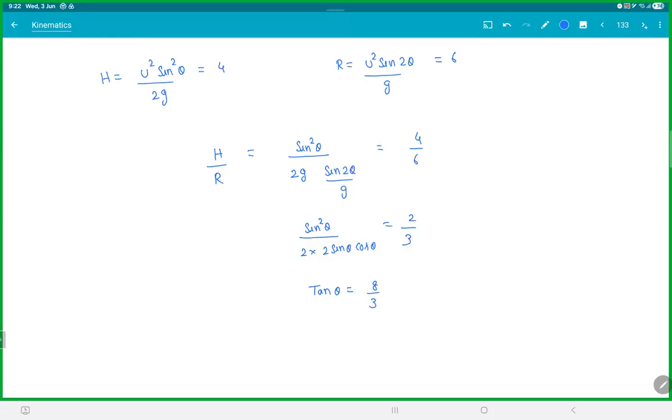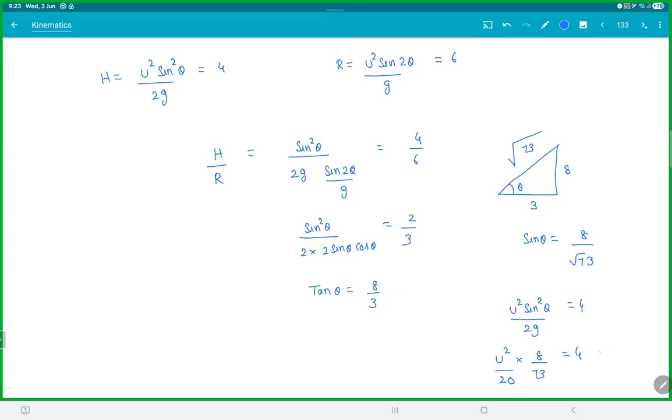And I told you multiple times, if you know tan theta, how to get sine theta? Just draw a small triangle. Tan theta is opposite side by adjacent side, 8 by 3. So what is the hypotenuse? 64 plus 9, root 73. So from here you can get sine theta, which is 8 by root 73. Right? Then you can put it in the H max formula, u square sine square theta by 2g is equal to 4. Substitute here. U square times 64 by 73 by 20 is equal to 4.